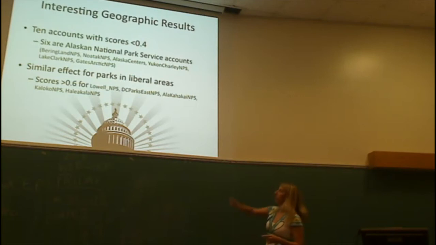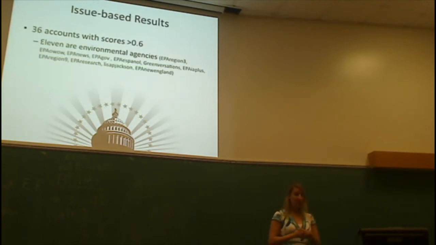We also had a similar effect for parks in liberal areas. So we've got some accounts here: the Lowell National Park Service, DC Parks, and this one's in Hawaii. Those last three are in Hawaii. So Massachusetts, DC, and Hawaii, pretty liberal places, and their national parks had scores above 0.6. So that was pretty interesting. This national park phenomenon matched up. We had 36 accounts with scores over 0.6. All right, so only 10 of them on the conservative end, 36 on the liberal end. 11 of those are environmental agencies.